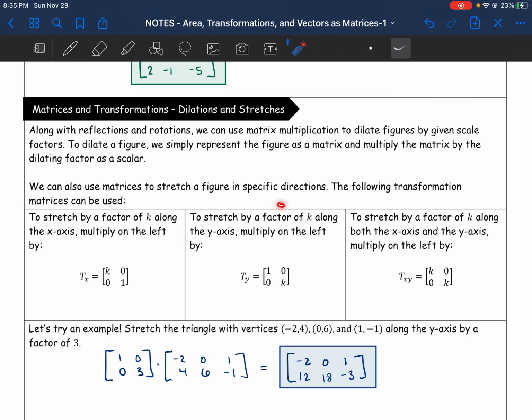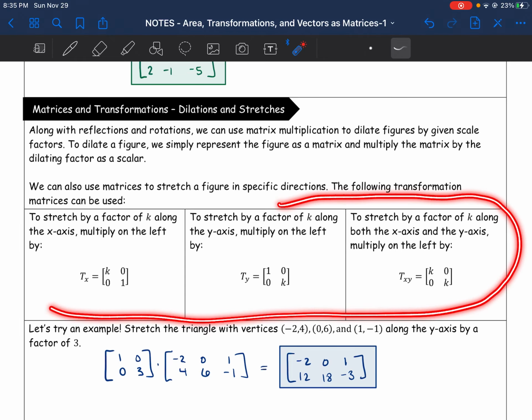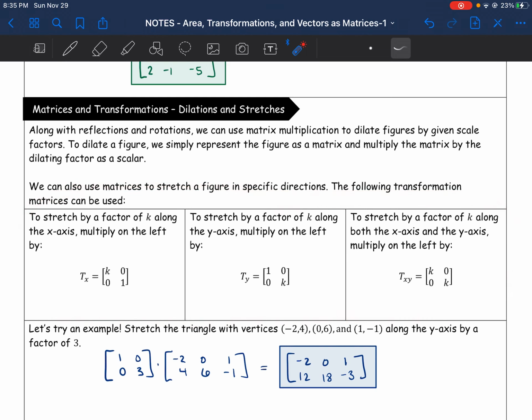So these following transformation matrices can actually be used to stretch another figure in a certain direction. Let's say that I want to stretch by a factor of k along the x-axis. Then I can multiply on the left side by this transformation matrix, where k, again, represents the factor you want to stretch by.